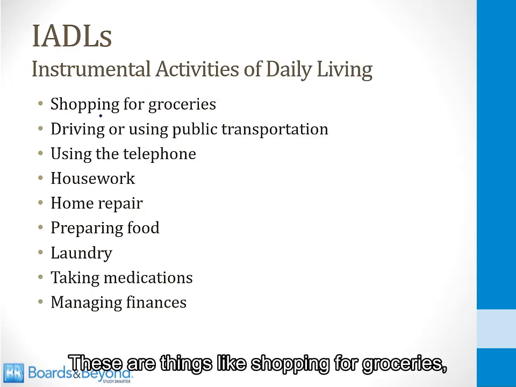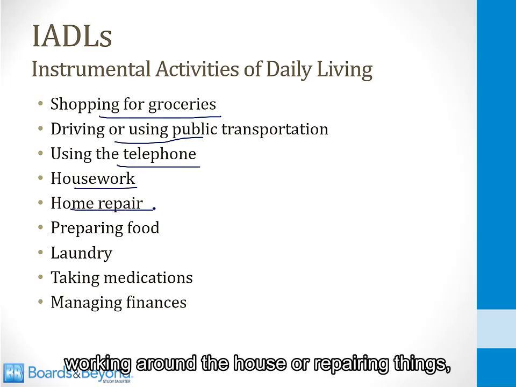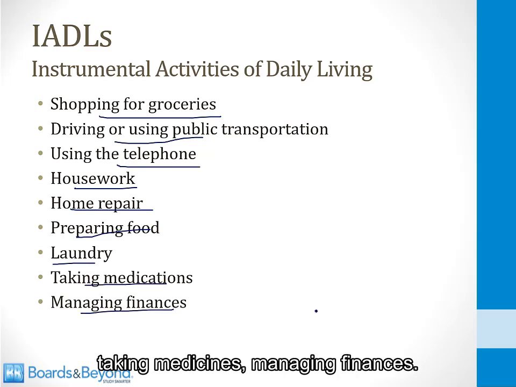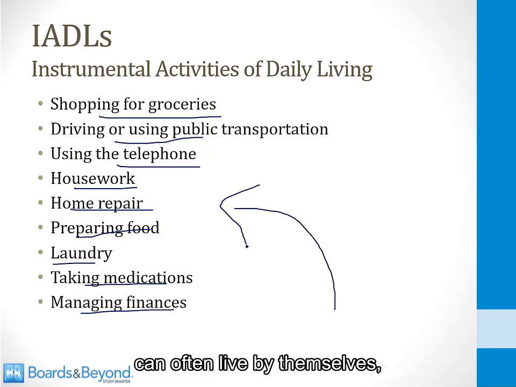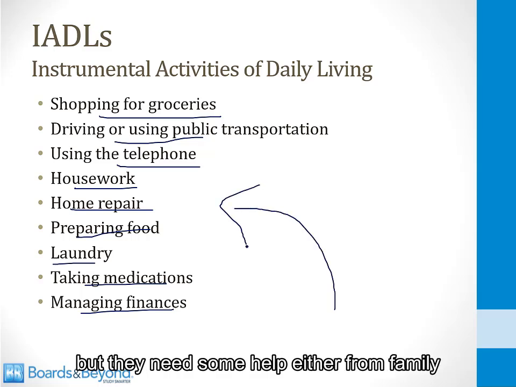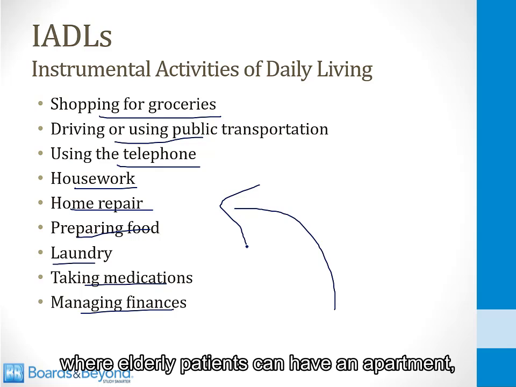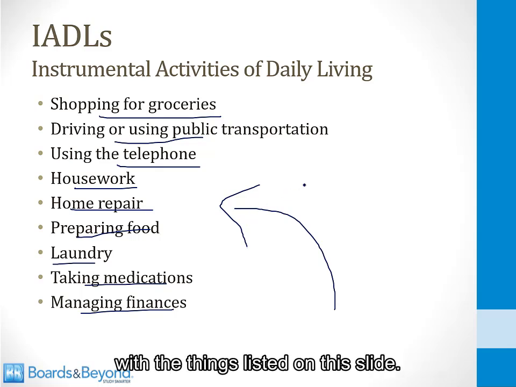On this slide, I've listed IADLs. These are things like shopping for groceries, driving or using transportation, using the phone, working around the house or repairing things, preparing food, doing your laundry, taking medicines, managing finances. Elderly patients who are unable to do these things can often live by themselves, but they need some help, either from family or from many places called assisted living places, where elderly patients can have an apartment, but someone comes every day to help them with the things listed on this slide.